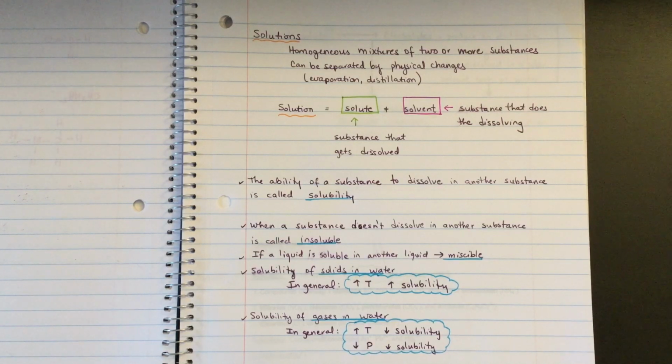For solids, the solubility of a solid is highly dependent on temperature. In general, increasing the temperature will increase the solubility of a solid in a liquid. For gases, the solubility of gases depends on two things, not just the temperature, but also the pressure. The relationship between solubility and temperature for gases is inversely proportional.